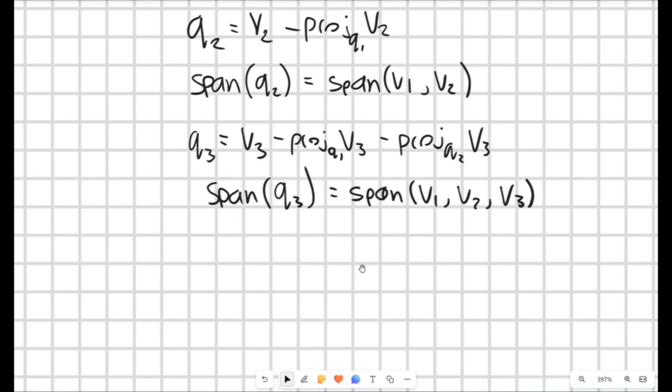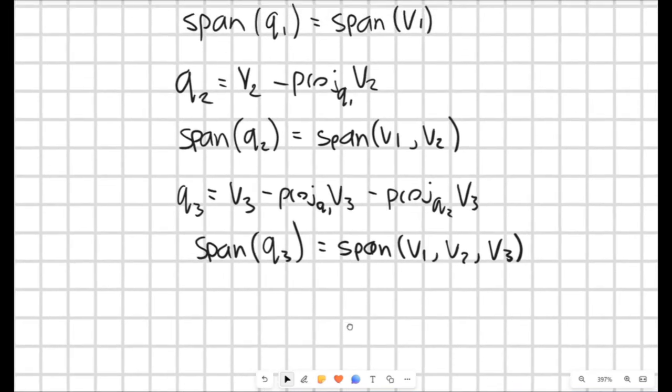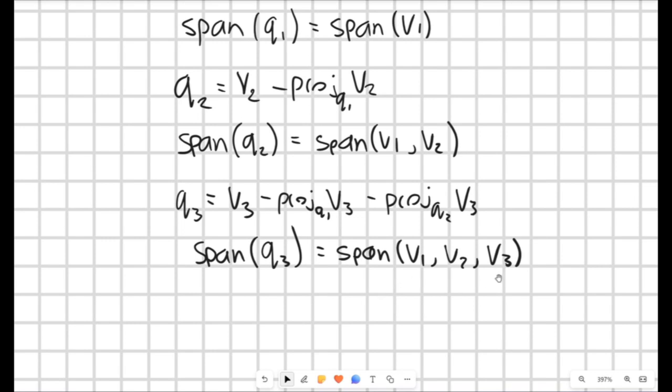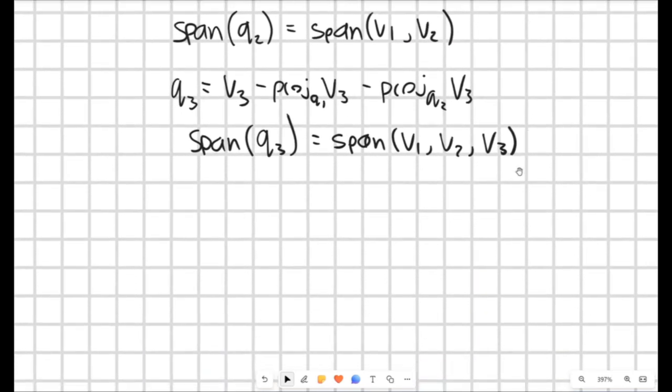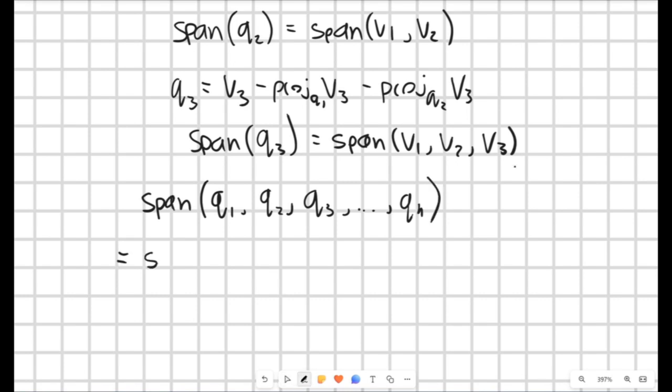So putting all that together, that means that, well, for this case, Q3 is spanned by V1, V2, and V3, Q2 is spanned by V1 and V2, and Q1 is spanned by V1 only. If we put them all together, basically each one of these Q's can be expressed, so I'll go all the way to Qn, as a linear combination of V's. And so that means that the space that's spanned by the Q's is equal to the space that's spanned by the V's.